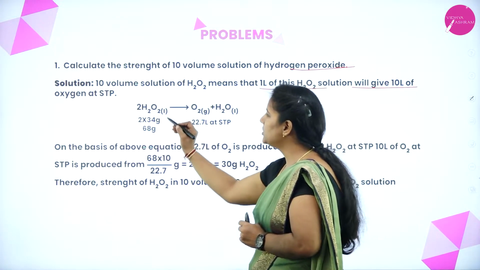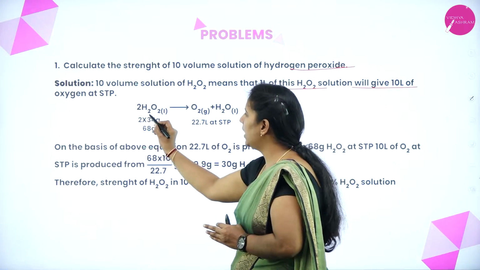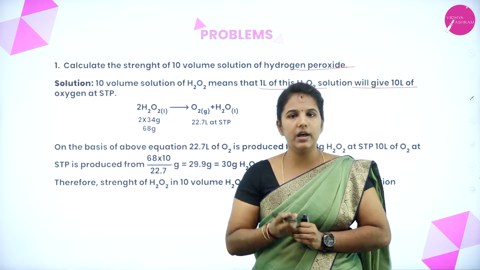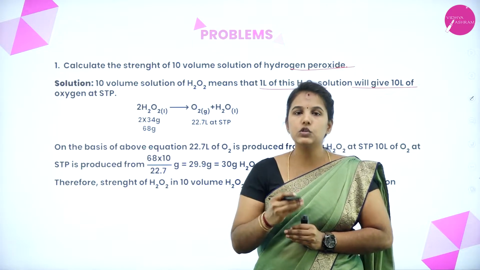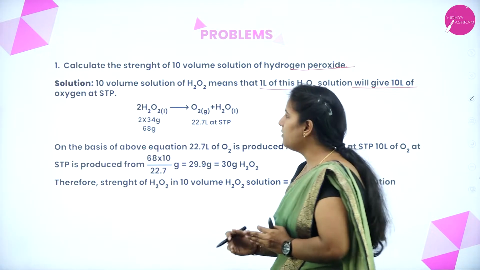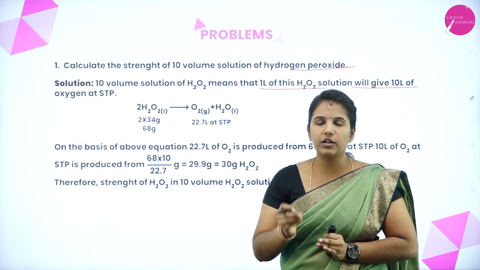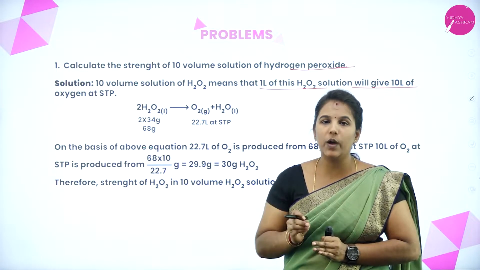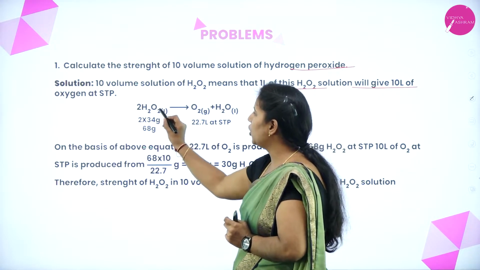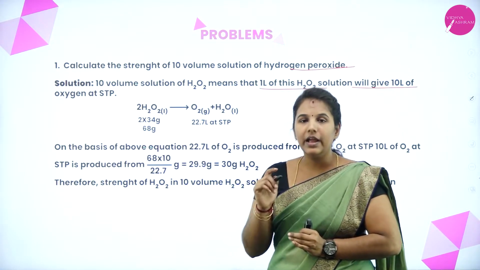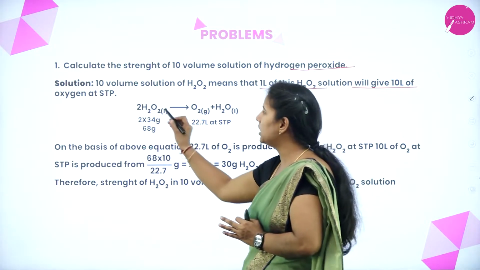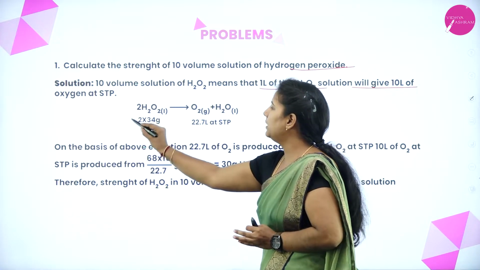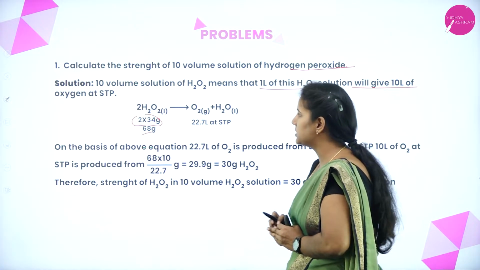So, hydrogen peroxide, we know that there are 2 hydrogens, and we know the atomic mass of hydrogen is 1. So, 2 into 1 is 2. Similarly, for oxygen, it is 16. It will be multiplied with 2 because there are 2 oxygen atoms. 16 twos are 32. So, H2O2 is 2 plus 32, which gives 34, and for 2 moles, if you multiply 2 with 34, you will get 68.